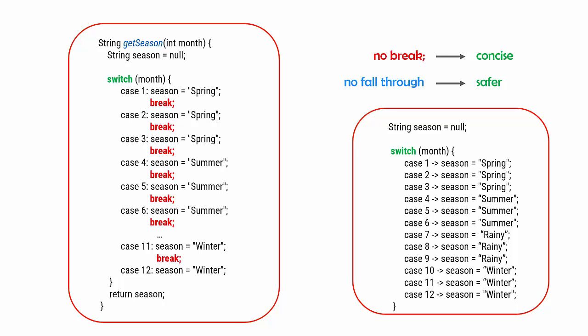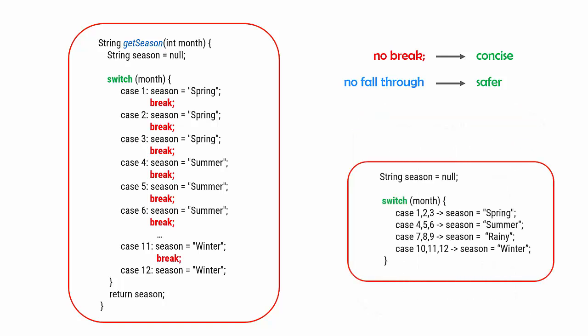The issue still here is, in this example, we still have duplicates. So how can we address that? Here with the arrow labels, we can also have multi-labeled cases. So we can merge all those case labels which have the same logic. We can rewrite it in this way so that season is set only once. But this is still a switch statement. It's not a switch expression, which is the topic of this particular Java short.